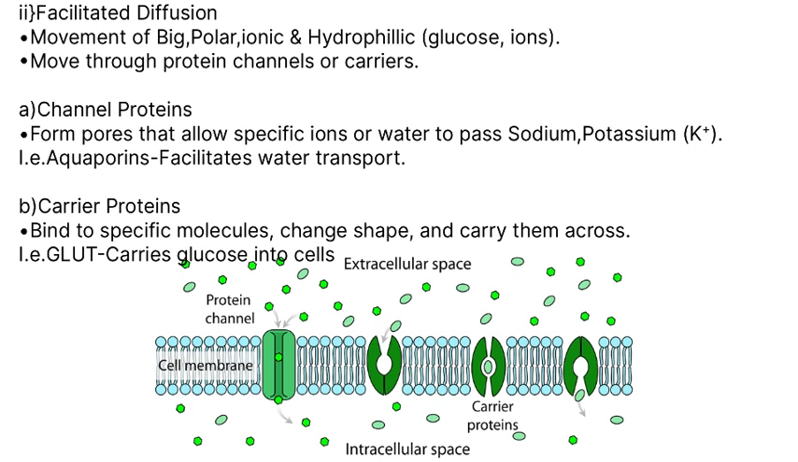Now the channel proteins and the carrier proteins are the two main types of structures involved in their transportation. So let's see what these are. First, channel proteins form pores that allow specific ions or water to pass through. For example, we have sodium, potassium, and aquaporins. These aquaporin channels allow water molecules to pass quickly across the cell membrane through their tunnel structure.